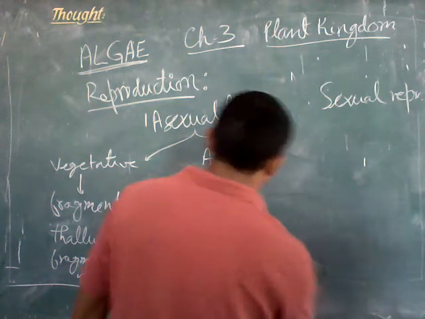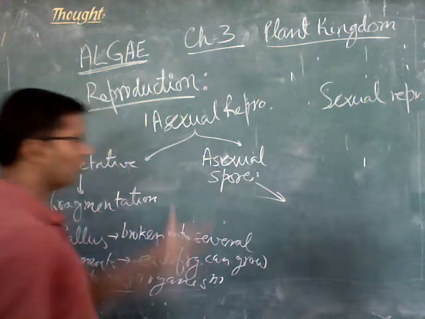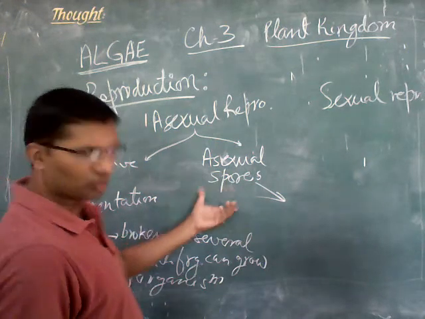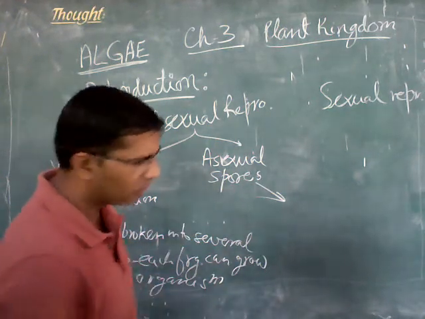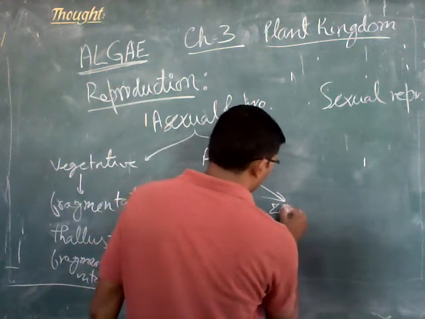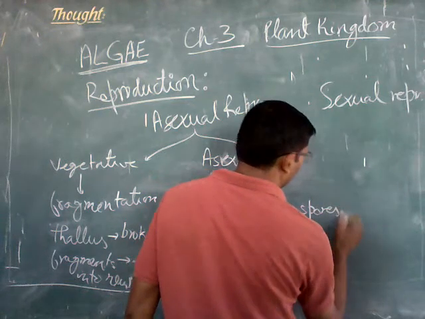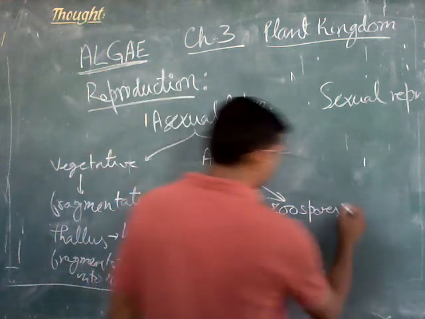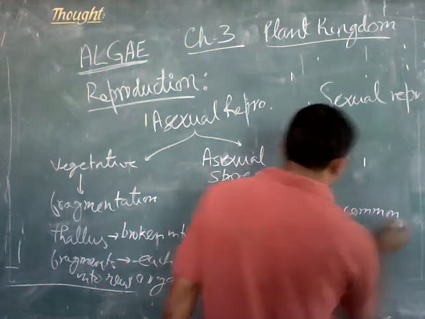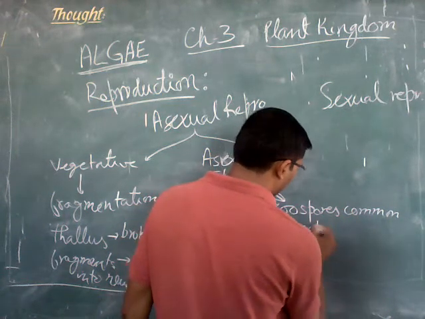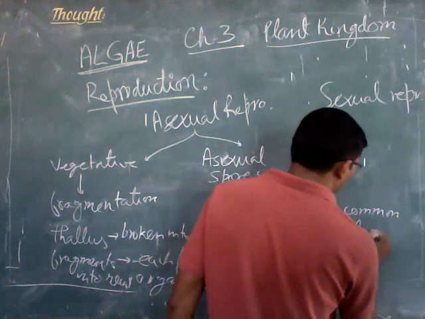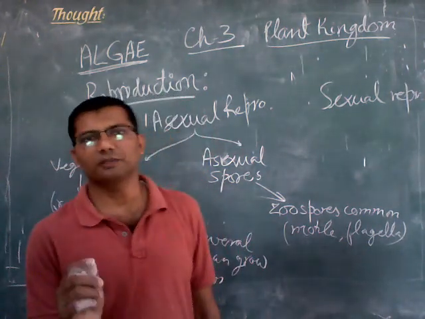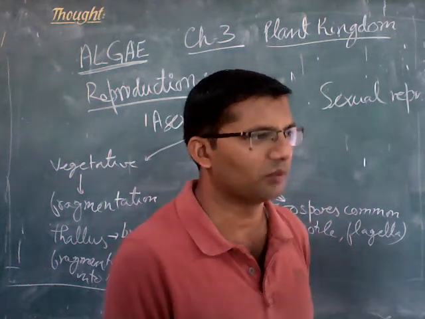Now, let us elaborate a little bit on the asexual mode of reproduction. What will happen in asexual spore formation? This is also a kind of asexual mode of reproduction. Here the asexual spores will be formed, and mostly mobile zoospores will be formed. Okay? These zoospores are very common in the algae. They will be mobile because of the flagella. The zoospore is the most common type of asexual spore found in the algae.